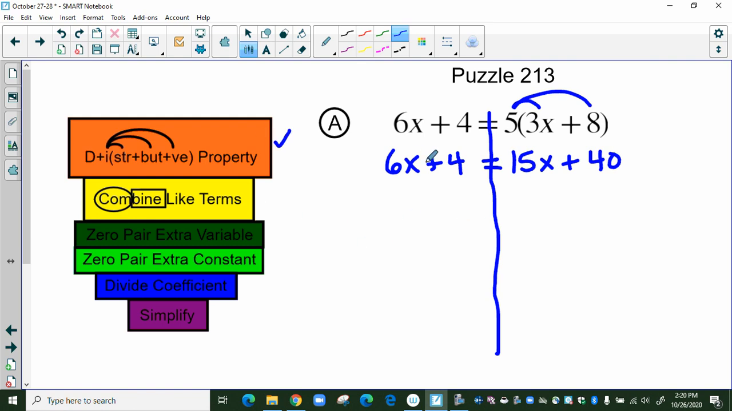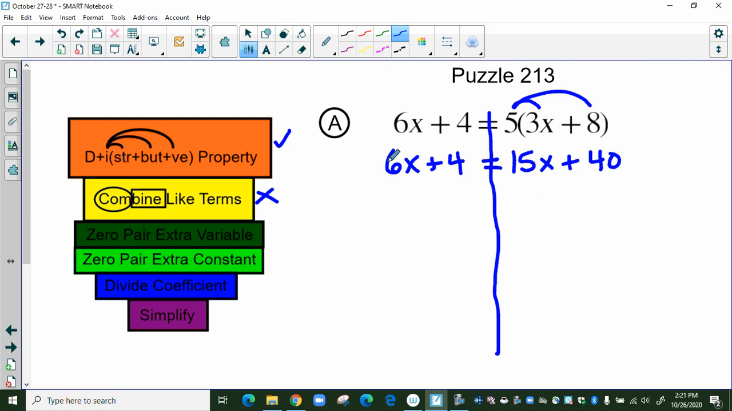Looking for like terms on the left, I have a variable and a constant, no like terms. On the right, I have a variable and a constant, no like terms. So once again, we are skipping this step. We're going to look for an extra variable. On the left, I have one, and I also have one on the right. So yes, there is an extra, and we're going to zero pair one of those.